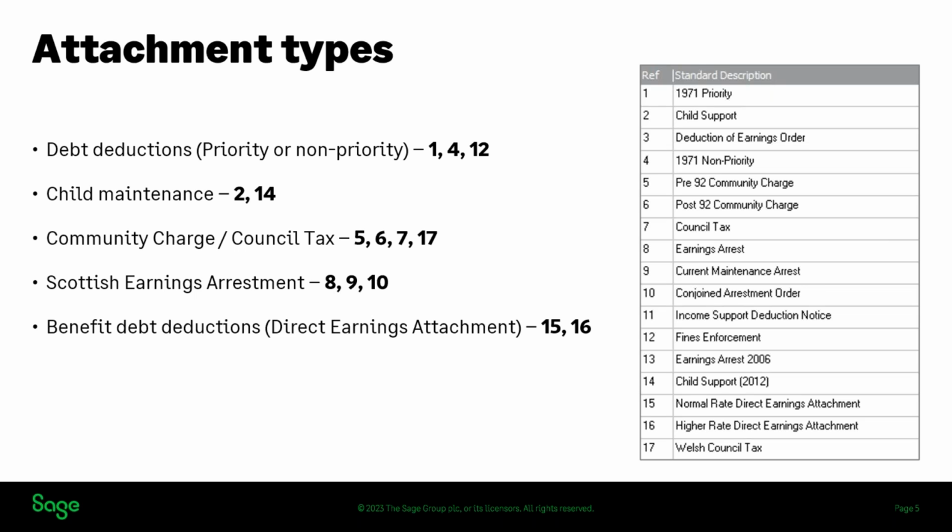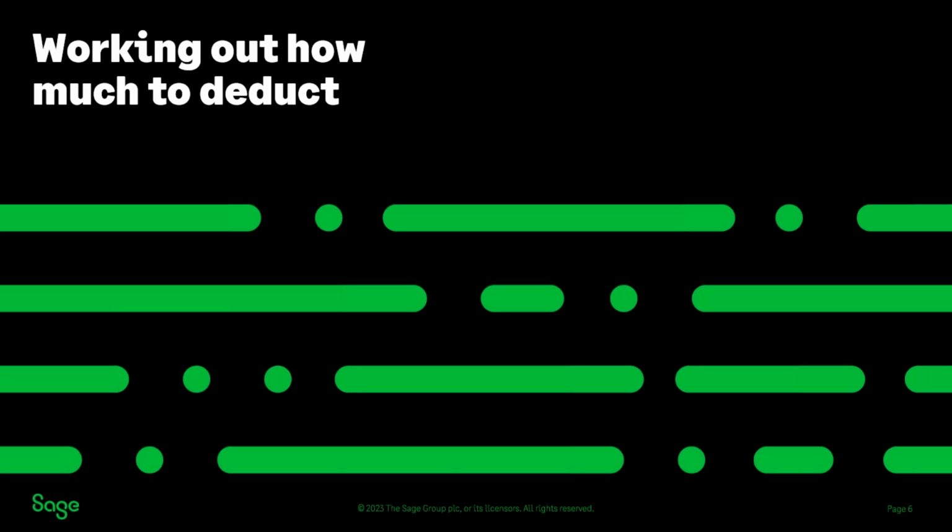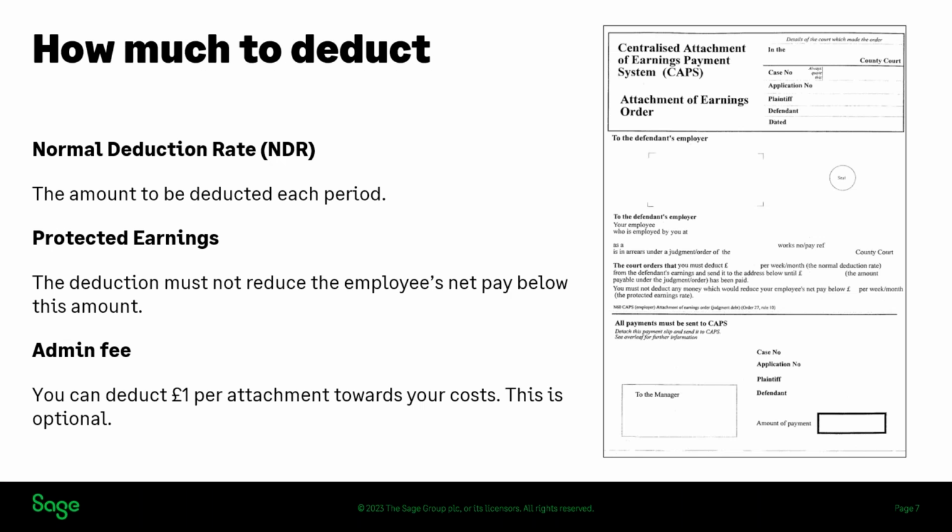But let's now move on and take a look at how you would work out how much you need to deduct when you receive an attachment order. There are 2 ways that the amount to be deducted will be communicated to you. It will either be an order that has a normal deduction rate, or NDR for short, which tells you specifically the amount that needs to be deducted each period.